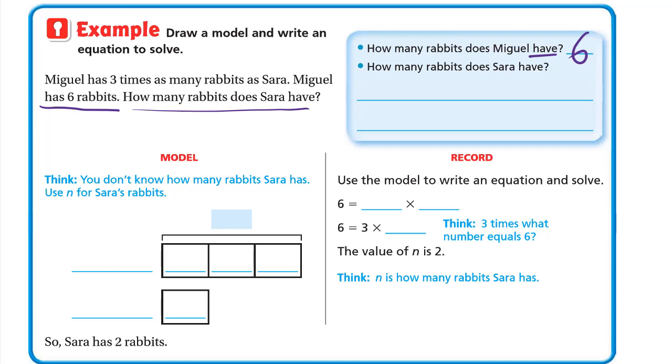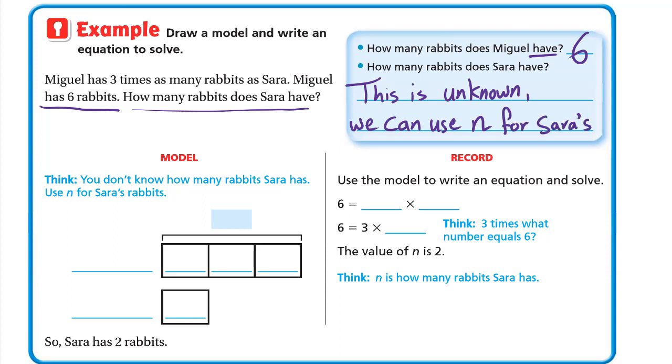Okay, we don't know what Sarah has. So this is unknown. We don't know how many rabbits Sarah has. Okay, so the unknown part, we can use the letter N for it. So we can use N for Sarah's rabbits.